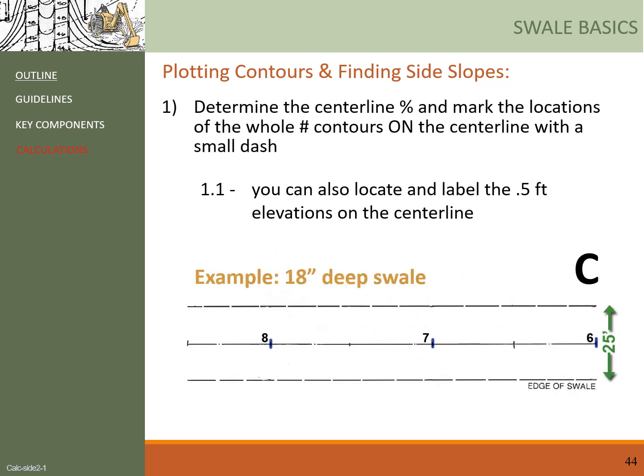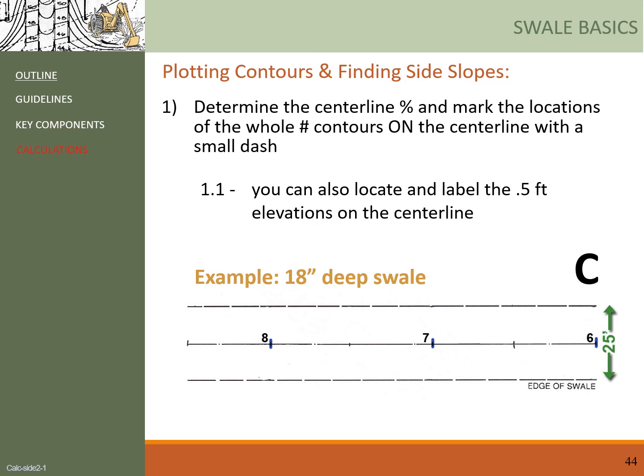Next, we'll quickly go through another 2 examples, which are very similar to A and B, just with different numbers. So example C here, we have elevations along the center line and its slope. We have the width of the swell staying at 25 feet, and we have the depth of the swell as 18 inches, 1.5 feet. And the task is to plot the contours and find the side slopes.